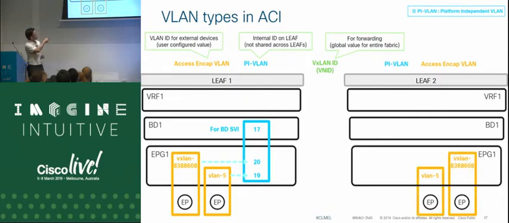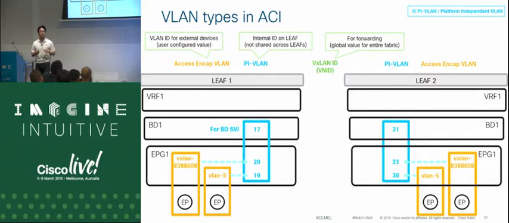So let's take a look at leaf 2. We have the same Access Encap VLAN for the same EPG on leaf 2. Then, of course, the mapping to the PI VLAN happens here as well. But as you can see, the PI VLAN value may be different from leaf 1, but the functionality is the same. Then, when we do the actual forwarding across nodes, we need to have a shared ID. For that purpose, we have the VXLAN ID, which we talked about in the introduction section, right?